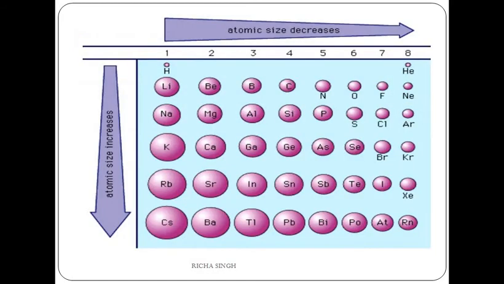Atomic size decreases from left to right, that is in a period, because of the increased nuclear charge. Because the number of protons is increasing, the electrons are getting attracted towards the protons, thus reducing the size of the atom. And atomic size increases down the group because of the increase in the number of shells. Okay.